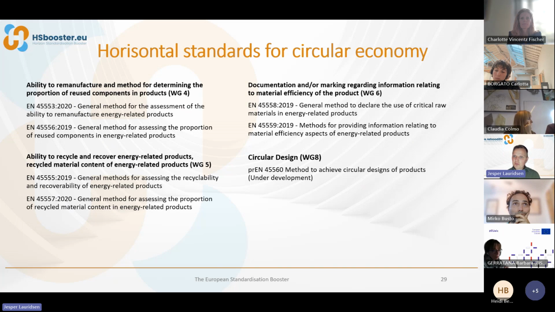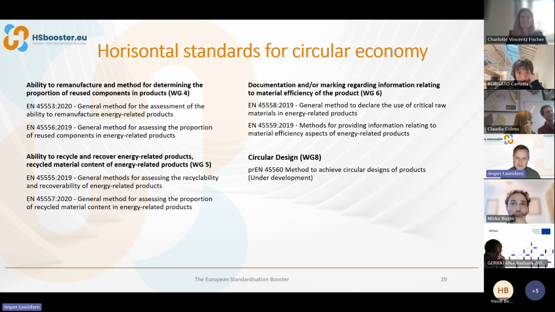Then we have working group 6 that are working with critical raw materials. It's different, like rare earth metals and the metals that are not available for us in the long run. And then we have an information standard.